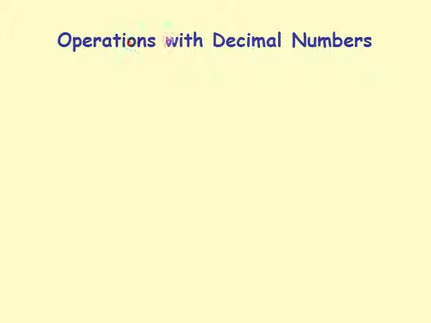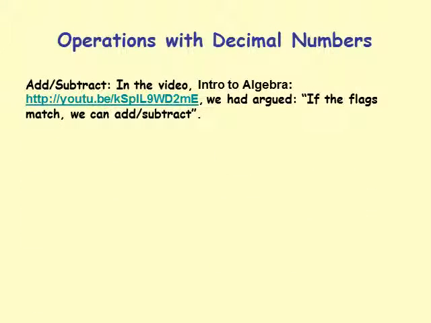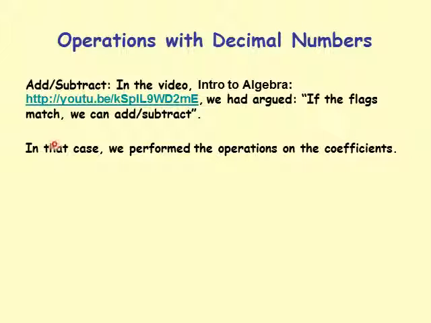Let's consider some operations with decimal numbers. Add, subtract. In a video on algebra, we argued that if the flags match, we can add and subtract the coefficients. In that case, we perform the operations on the coefficients. So add and subtract we performed on the coefficients. Let's continue. So let's do an example.